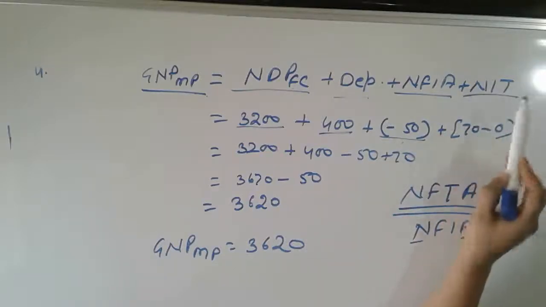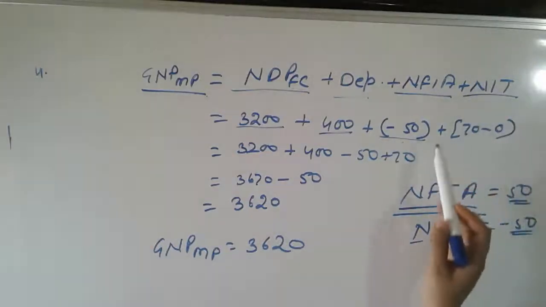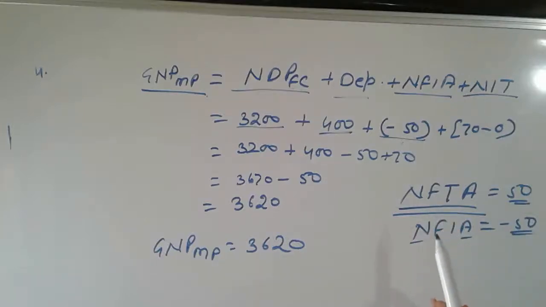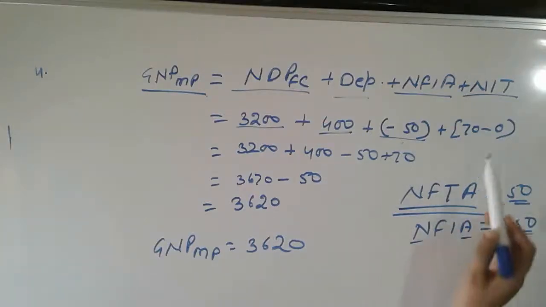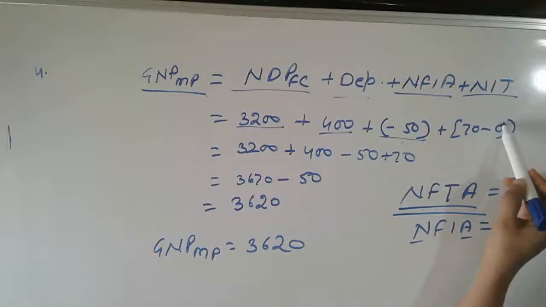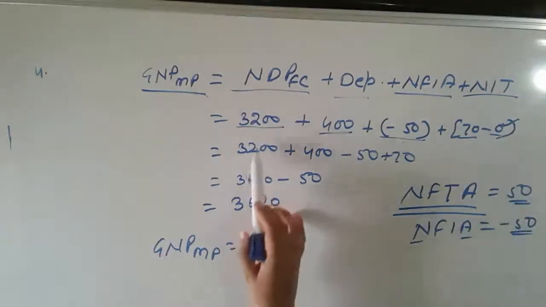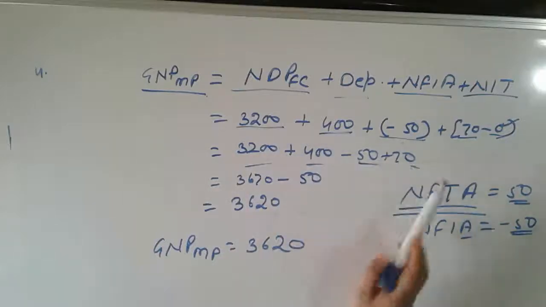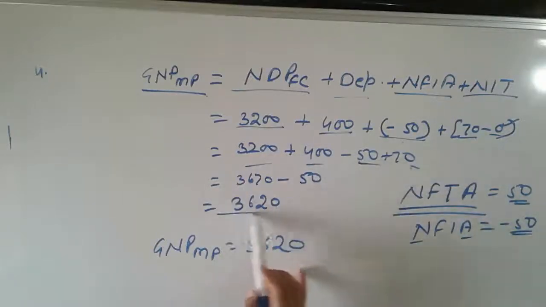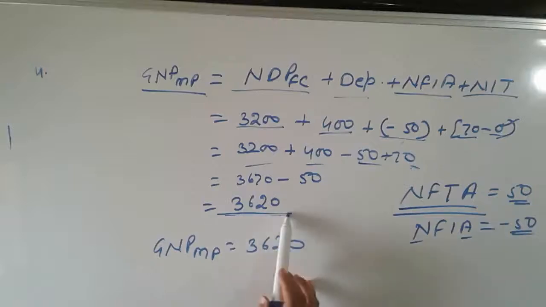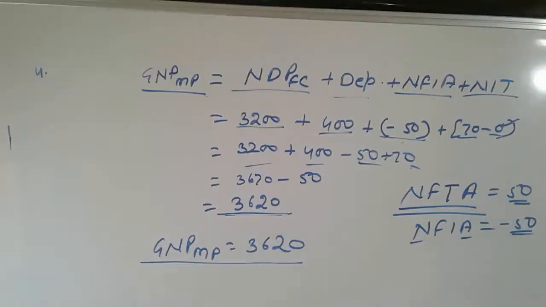Again, net indirect tax. In the question we are given only indirect taxes. Subsidies are not given, so we assume subsidies are 0. So we write indirect tax minus subsidy, and we get all this. By solving this, we get 3620. This is the GNP at MP.